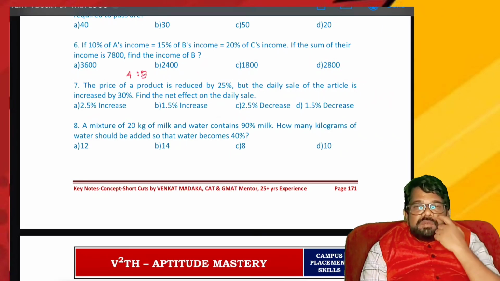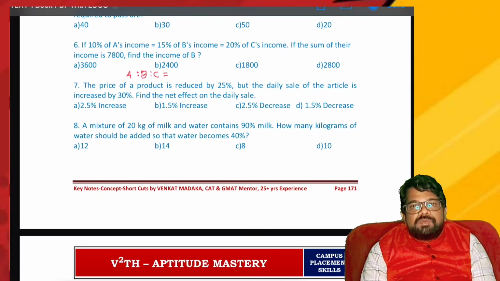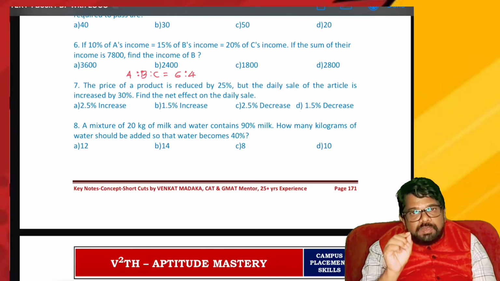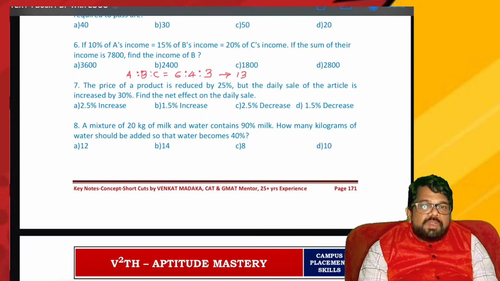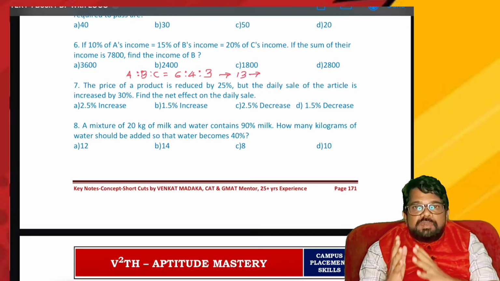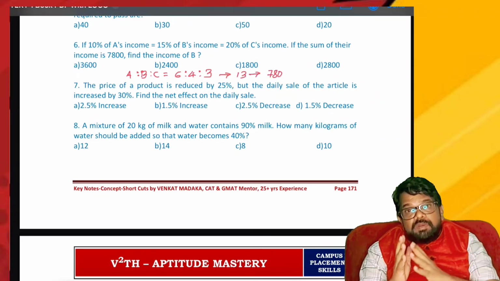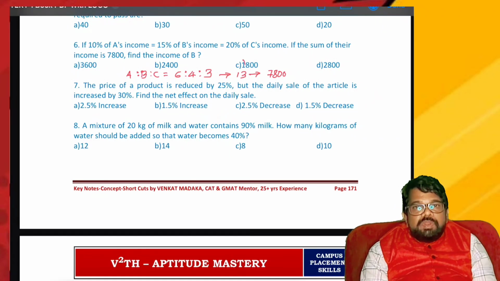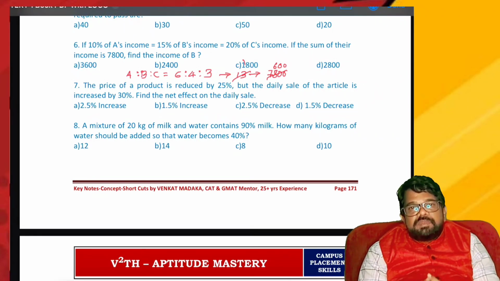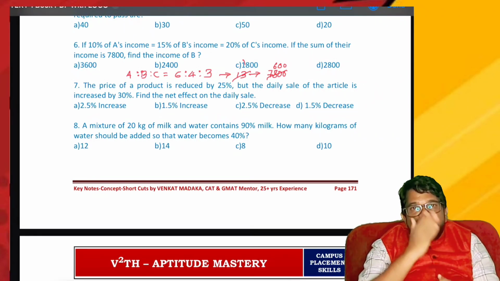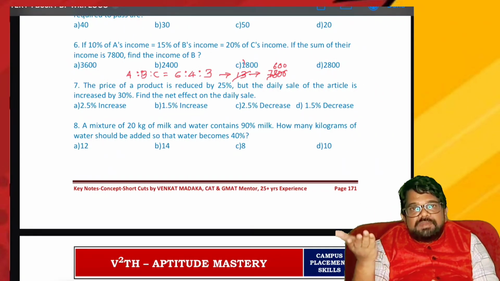Now total income is given, 7,800. Total means how many parts here? 6, 4, 3. 6 plus 4 plus 3, how much is it? 13 parts. So 13 parts value is 7,800. What we require is B's income. 4 parts value, how much is it? 13 parts value 7,800, so what about 1 part value? By dividing by 13 on both sides, 13 1s are 13, 13 6s are 78. So 1 part value is 600.